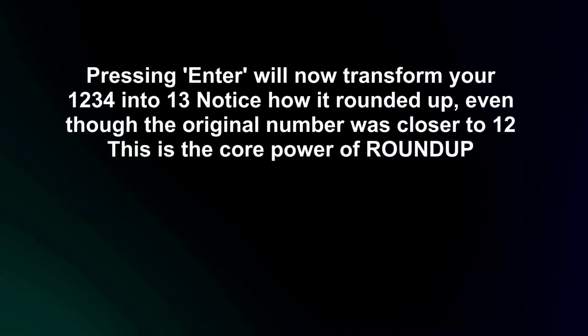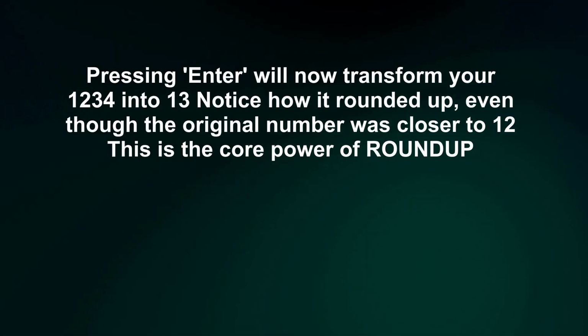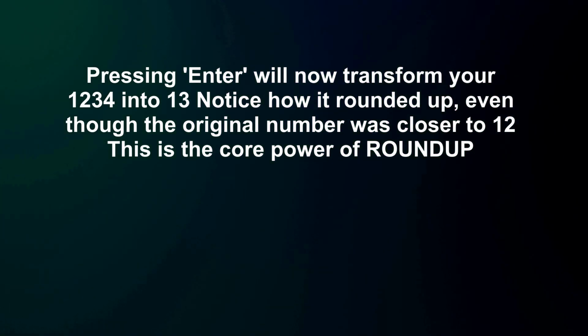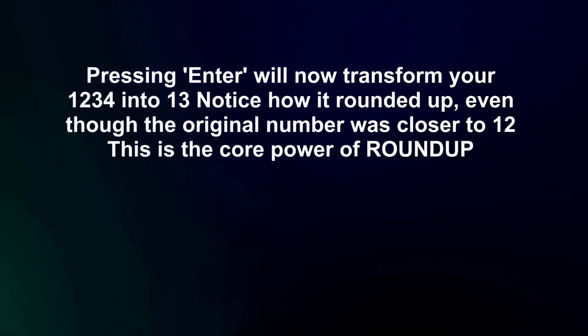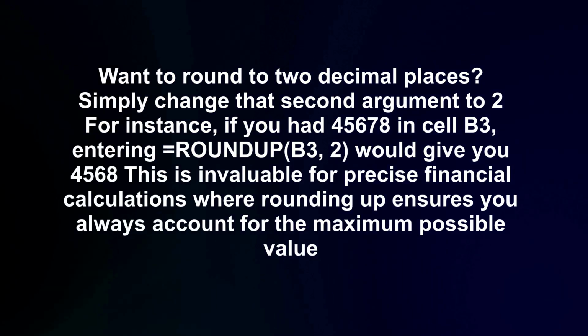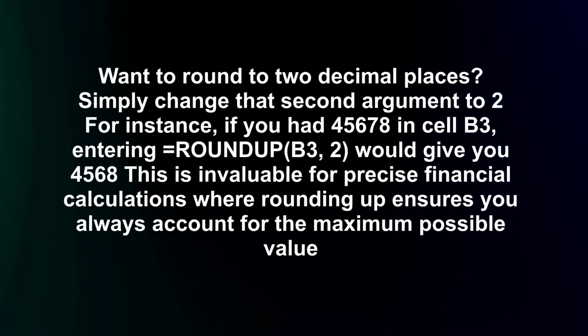Pressing enter will now transform your 1234 into 13. Notice how it rounded up, even though the original number was closer to 12. This is the core power of ROUNDUP. Want to round to 2 decimal places? Simply change that second argument to 2.